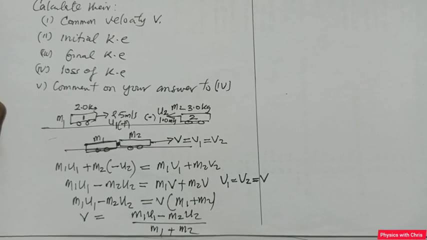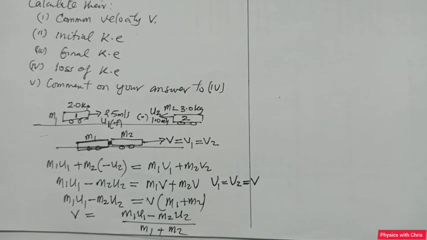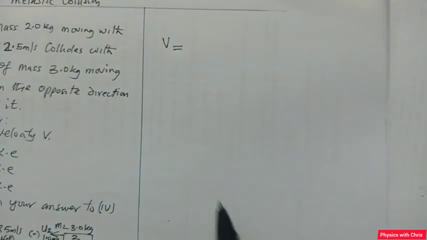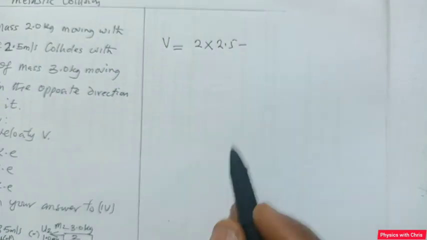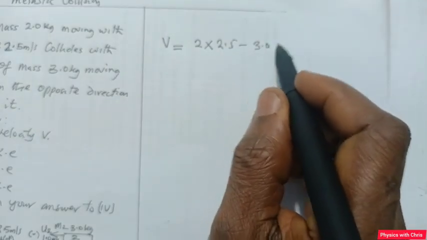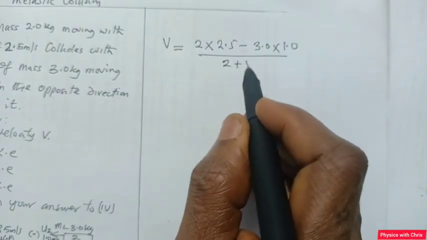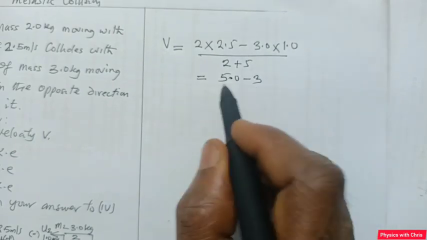Okay, with this I can now substitute my values. What's my M1? What's my U1? And so on. So let me move to this page. I have my V is equal to my M1, which is 2 kg. What's my U1? 2.5, minus my M2, 3 kg, times my U2, 1.0, over the sum of the masses, 2 plus 5. So that gives me 2 times 2.5, minus 3, over 7.